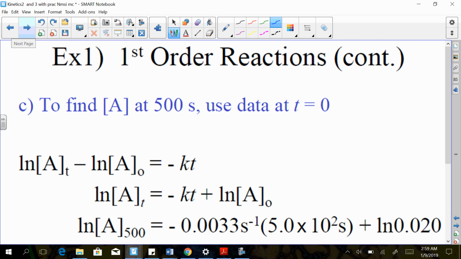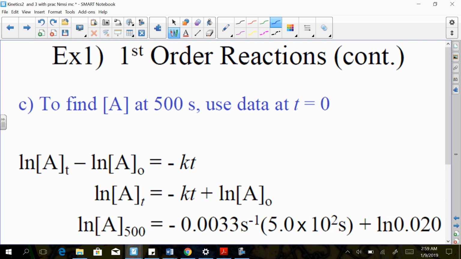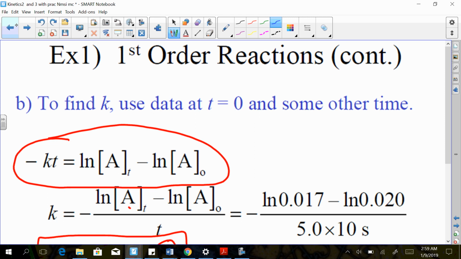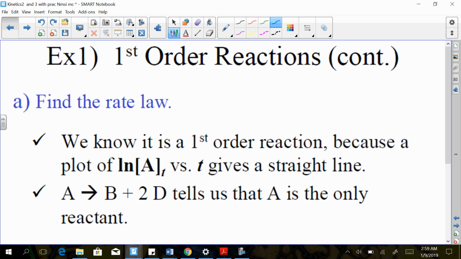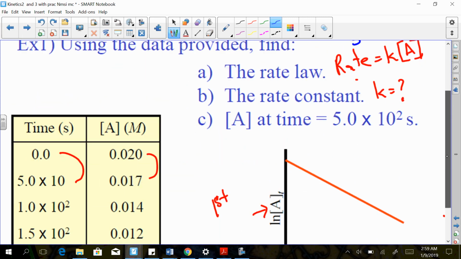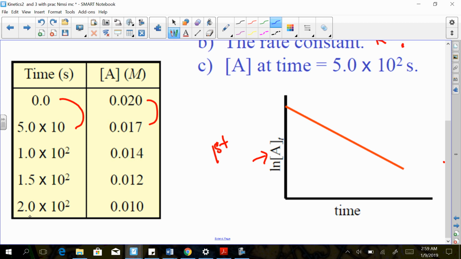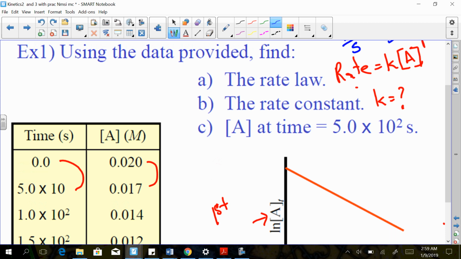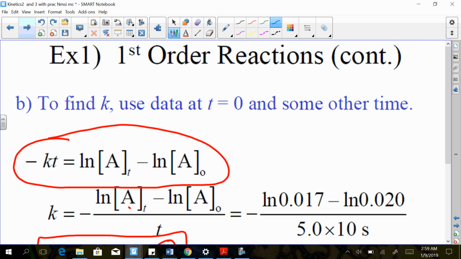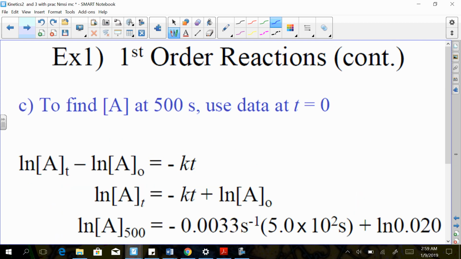Okay, the last step in this problem was to find the concentration at 500 seconds. We want to know what's the concentration at 500 seconds. And that was not something you can get just off the data table. Our data table goes to only 200 seconds. So we can use the information that we have here and our rate constant that we just calculated to find that.